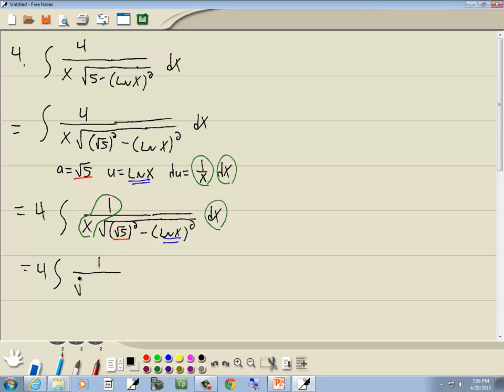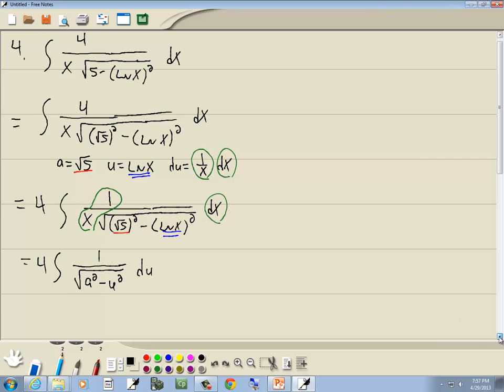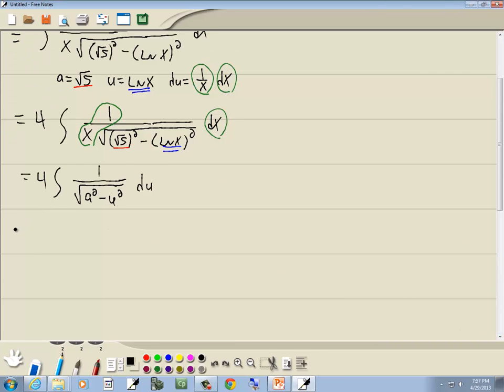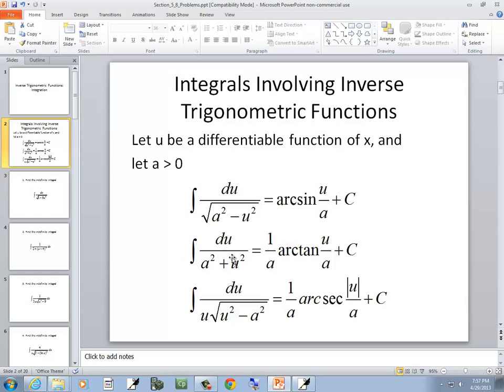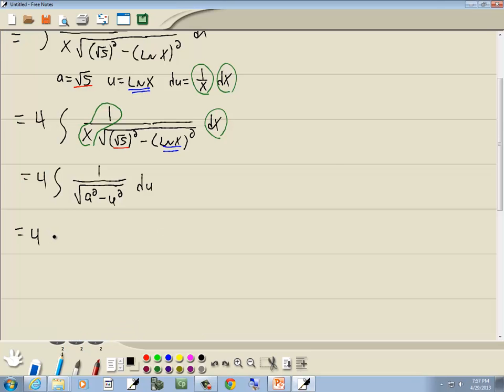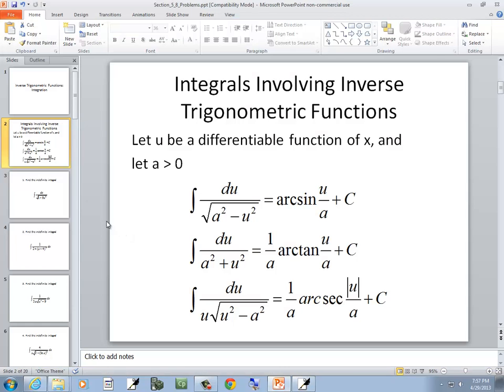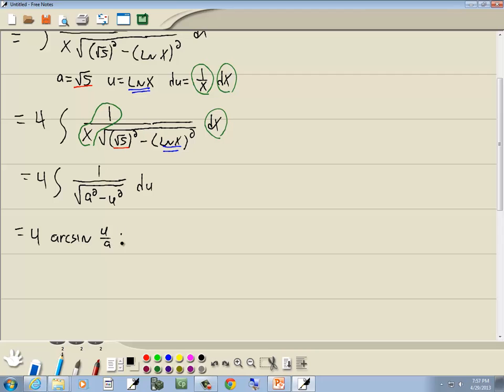So we'll replace the square root of 5 with a, so it becomes a squared minus, and replace natural log of x with u, so it becomes u squared. And 1 over x dx gets replaced by du. Well, this matches our formula exactly, the first one. So that becomes 4 arc sine of u over a plus c.